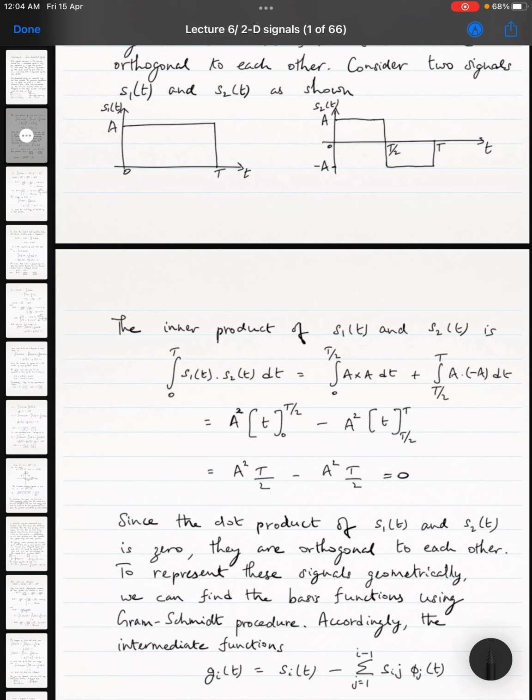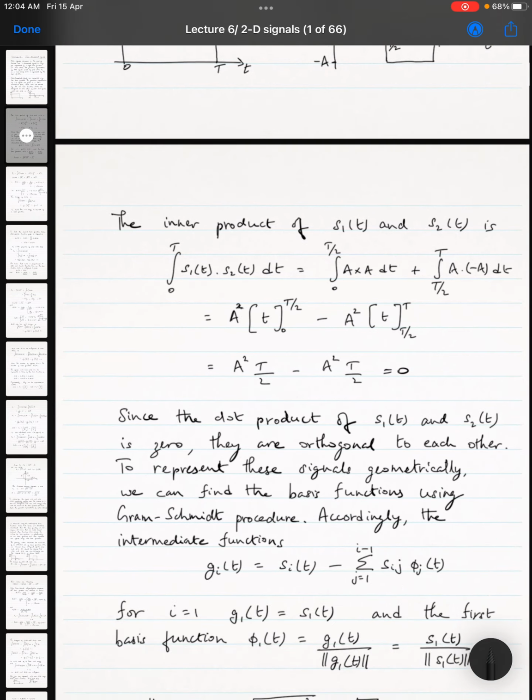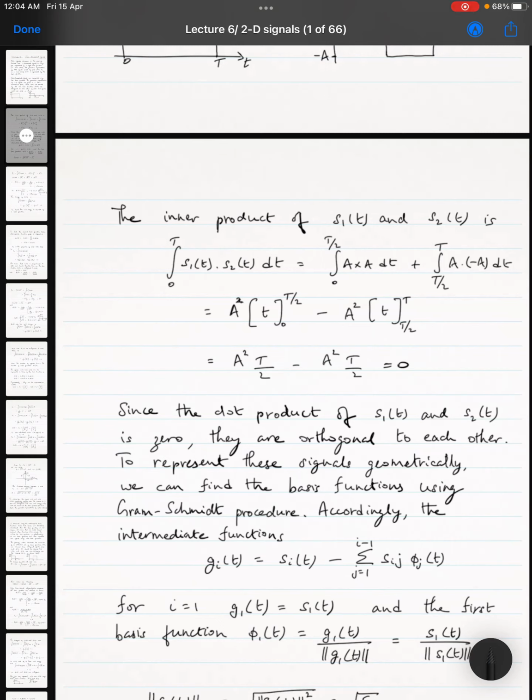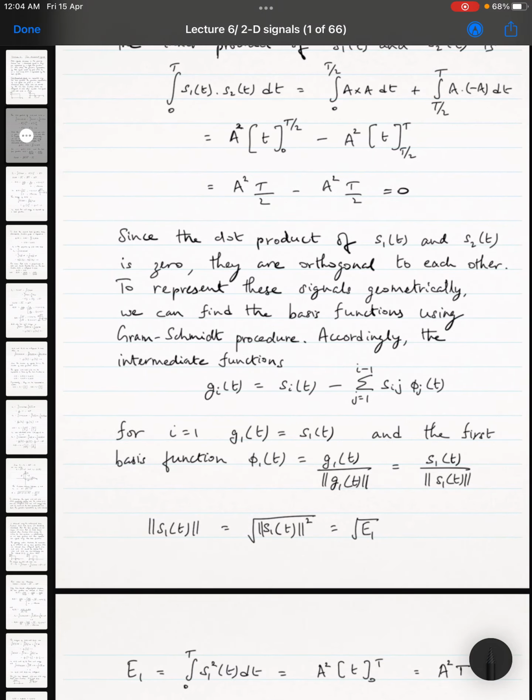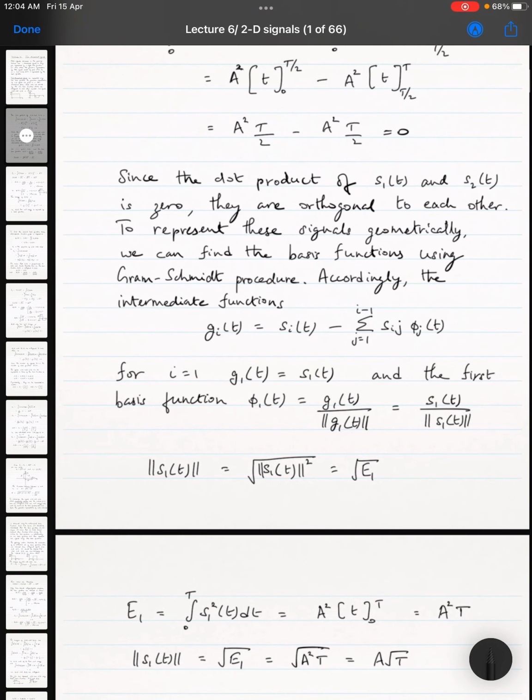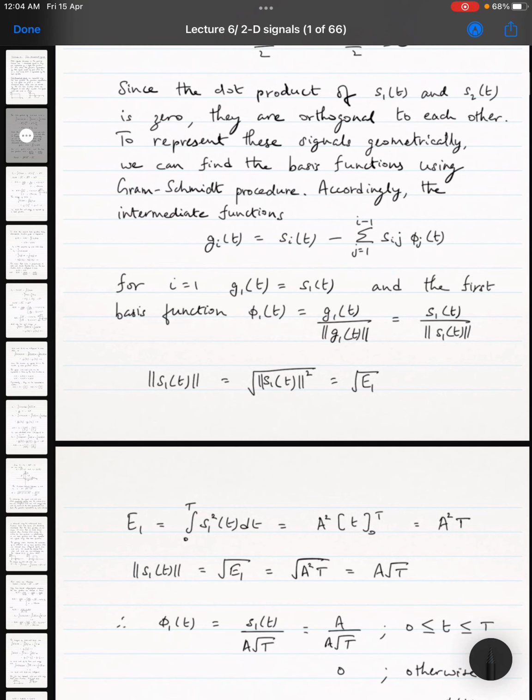Okay, again, I'm not going to go through that explanation. You should all know how to calculate the dot product between two signals, and clearly the dot product between them is 0. That means they are orthogonal. Now we can compute the basis functions for these signals using the Gram-Schmidt orthogonalization procedure, and based on the basis functions, we can represent these signals in the vector space as the geometric representation. So if we calculate the basis functions phi1 of t and phi2 of t, we will have a certain representation.